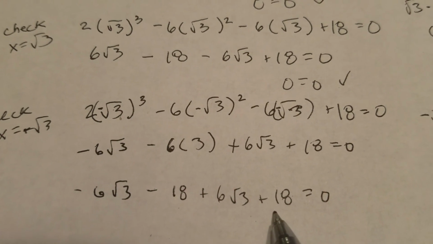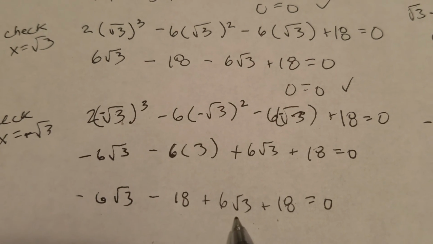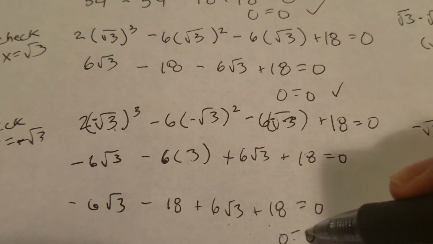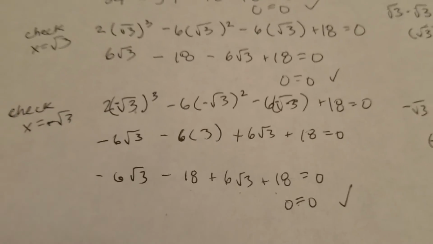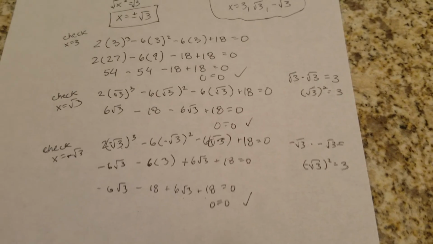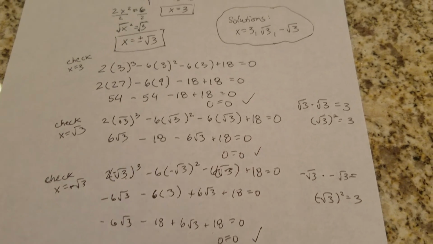Negative 18 plus 18 is 0. Negative 6 root 3 plus 6 root 3 is also 0. 0 equals 0. Okay, so you're good. So this was correct the first time. All 3 solutions are going to work for you.